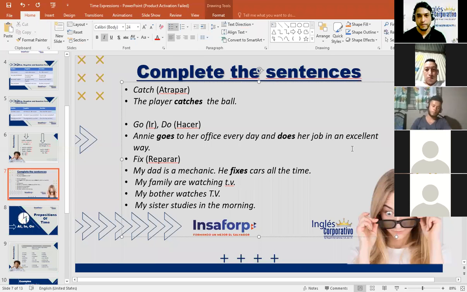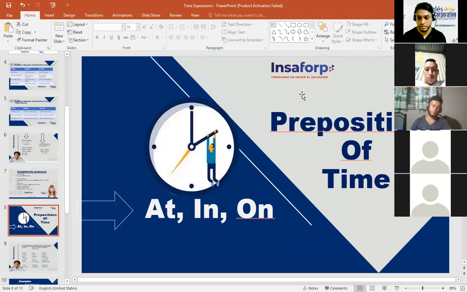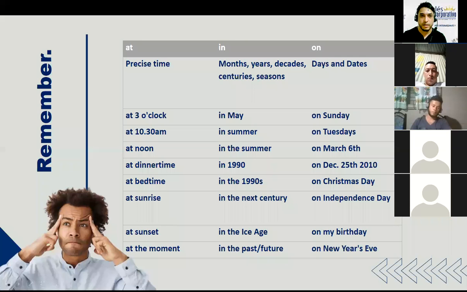Let's go for the time expressions, or prepositions of time. Look at this chart. We have the preposition at, the preposition in, and the preposition on. Can you see the chart? We have at, in, and on. We use at to talk about a precise time, for example, the hours of the clock: at 3 o'clock, at 10:30 a.m., at noon, at dinner time, at bedtime, at sunrise, at sunset, and at the moment.